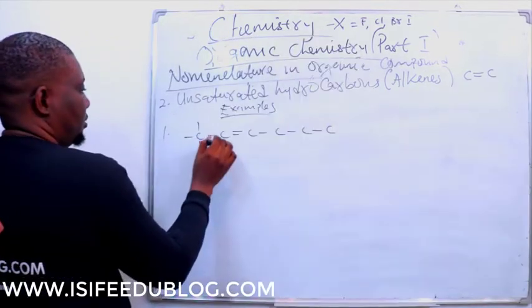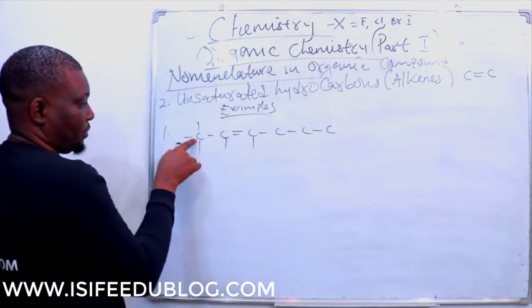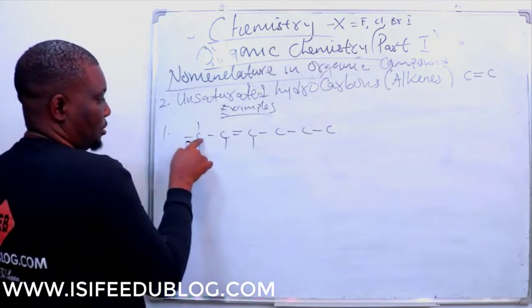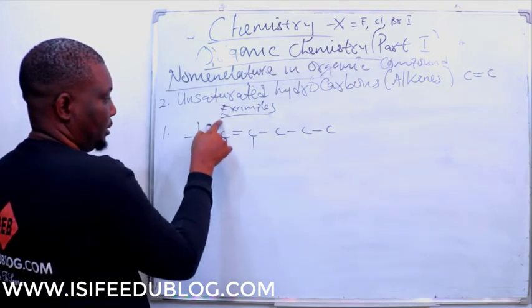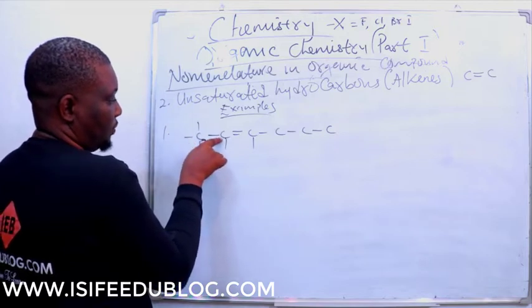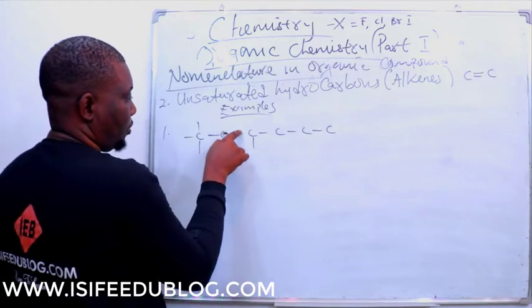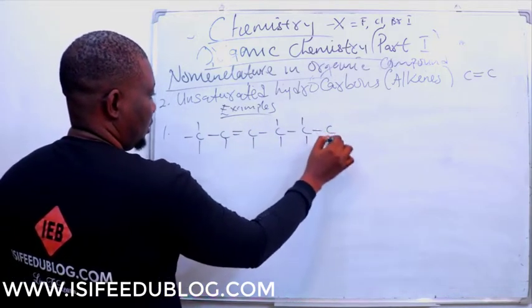Remember, each carbon will have just 4 bonds. So there won't be another bond here, to avoid overbonding, or giving the octet state of carbon more than 8. So this is 2, 4, 6, 8. So no more bond here. So we continue here, and then to the last one.